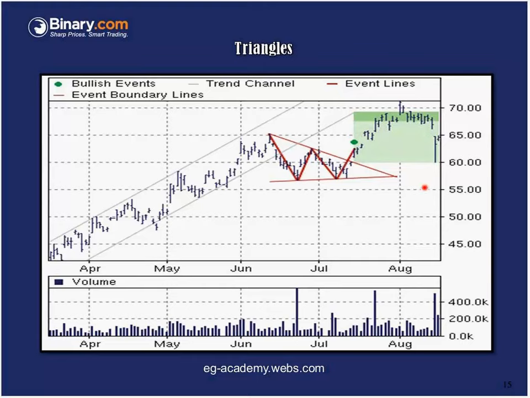Then, before the triangle reaches its apex, the price breaks out above the upper trend line with a noticeable increase in volume, confirming the pattern as a continuation of the price uptrend. Triangles can also appear during a downtrend to signal a bearish continuation when the price penetrates the lower trend line. That can also be seen as top or bottom patterns marking a trend reversal.